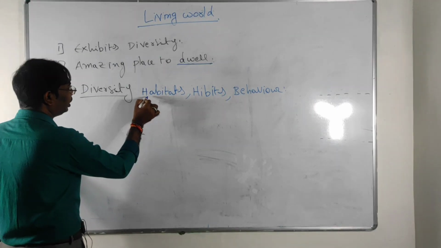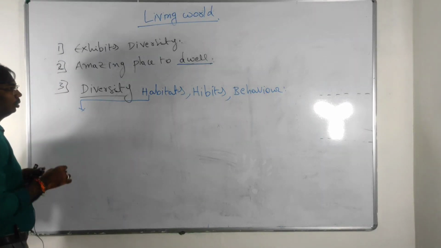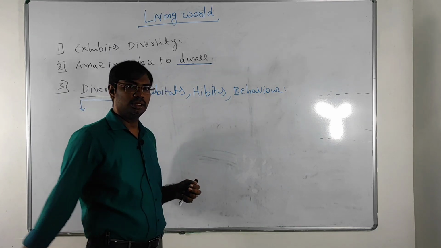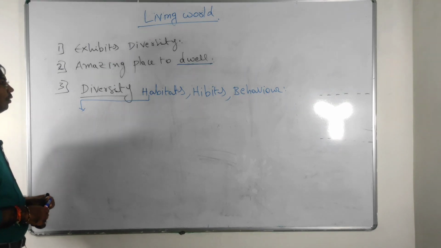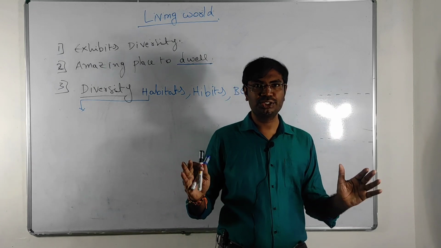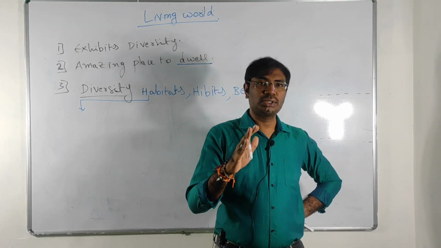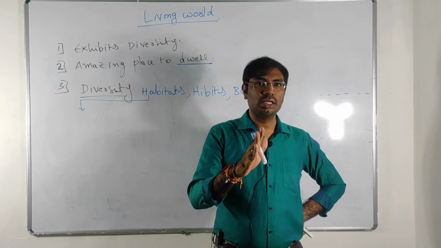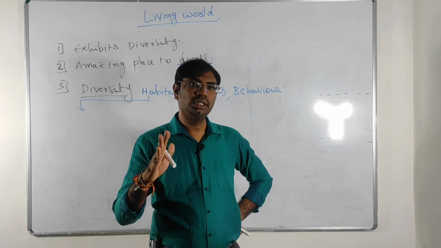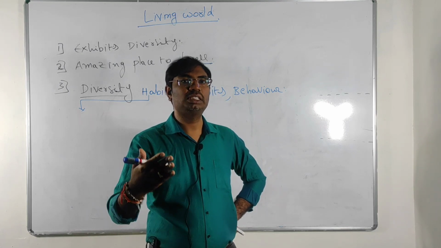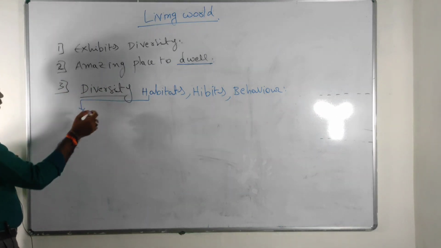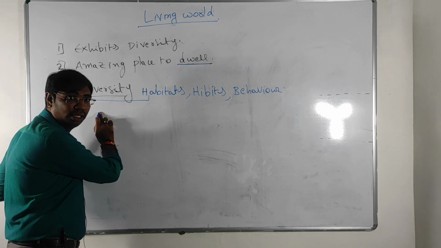Okay, so what is the meaning of habitat? You already know the meaning of habits and behavior, that is the food habits or behavior of the organisms. But what is the meaning of habitat? Where the organism is located on the earth surface, that particular location is called habitat. Suppose aquatic habitat means the organism is located in the water. Terrestrial habitat means the organism is located in the terrestrial environment, that is on the earth surface. So the habitat indicates where the organism is located.